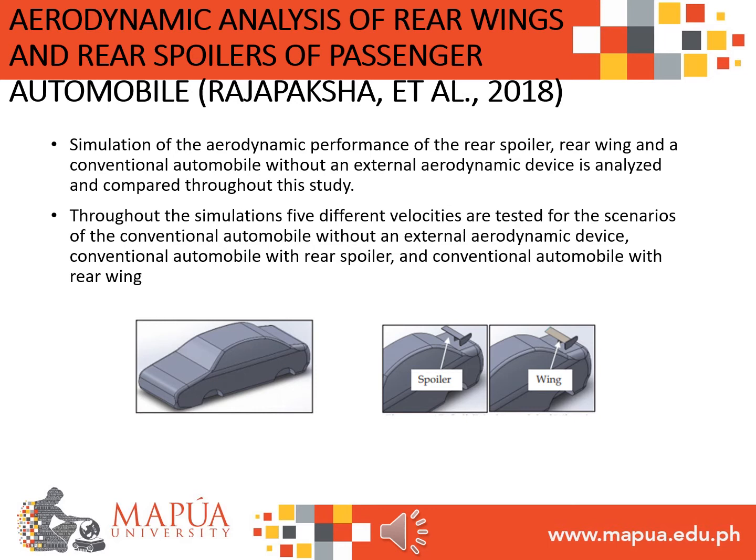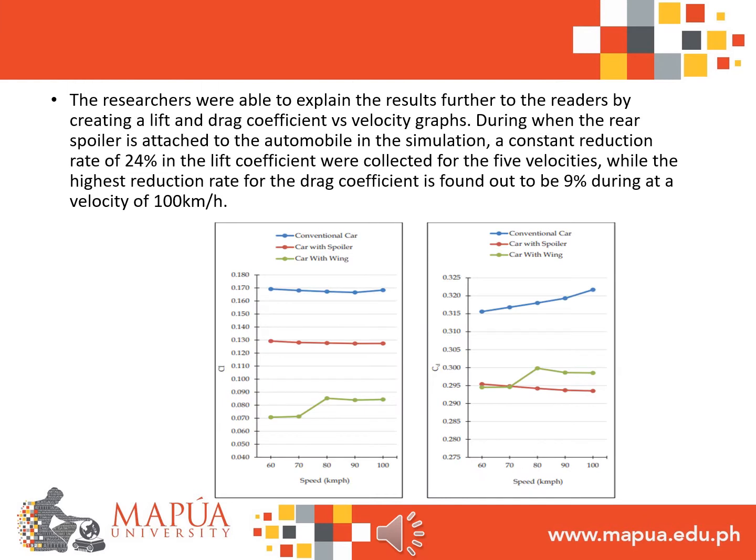The figure shows the conventional automobile without external aerodynamic device, while the next figure shows the conventional automobile with rear spoiler and rear wing. The researchers were able to explain the results further to the readers by creating lift and drag coefficient versus velocity graphs as shown in the figure. When the rear spoiler is attached to the automobile in the simulation, a constant reduction rate of 24% in the lift coefficient was collected for the 5 velocities, while the highest reduction rate for the drag coefficient is found to be 9% at a velocity of 100 kilometers per hour.